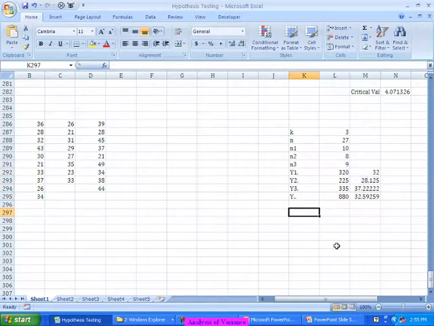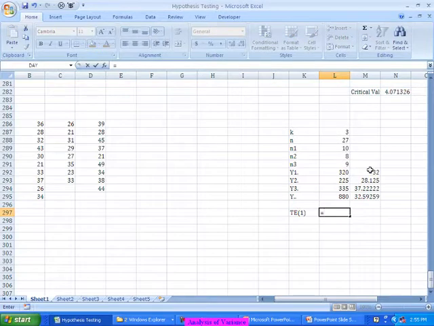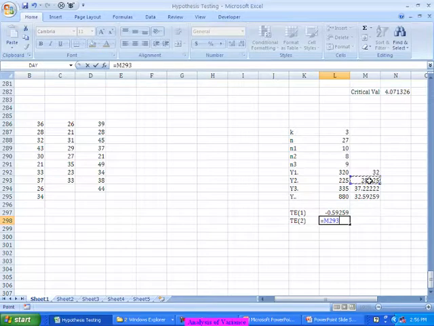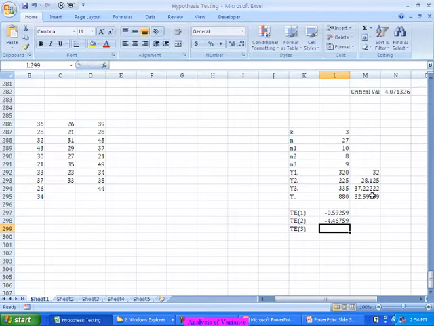So based on that, I can get the treatment effect for the first one. Treatment effect for the first one is the first mean compared to the overall mean. The treatment effect of the second one is the second mean minus the overall mean. And treatment effect of the third one is the third mean minus the overall mean. So basically these are the three differences that are existing.